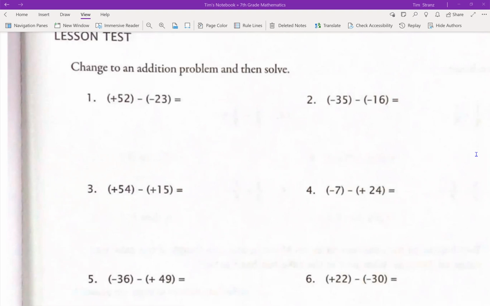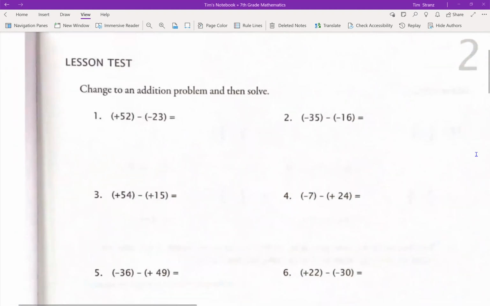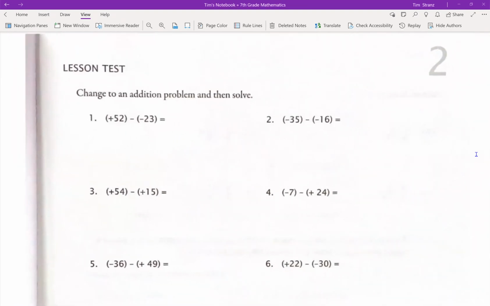We are going to be talking about lesson 2 of the pre-algebra Math book. We are going to be adding and subtracting negative numbers. So it says change to an addition problem and then solve.